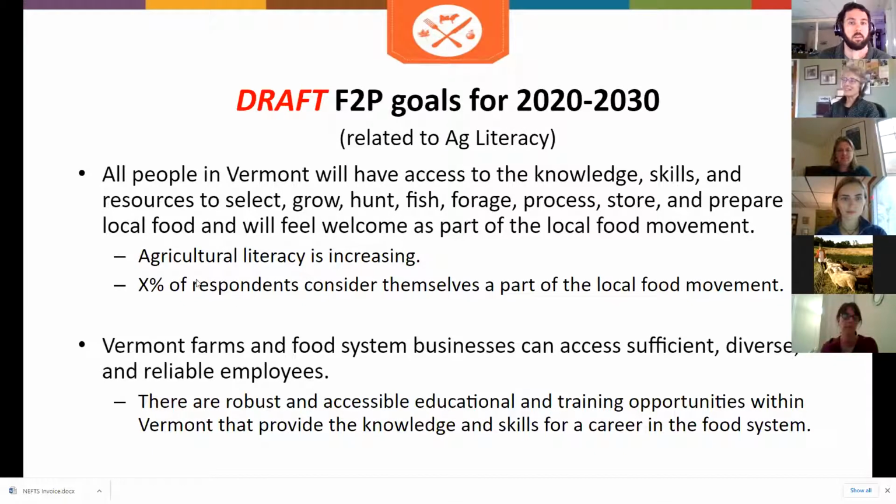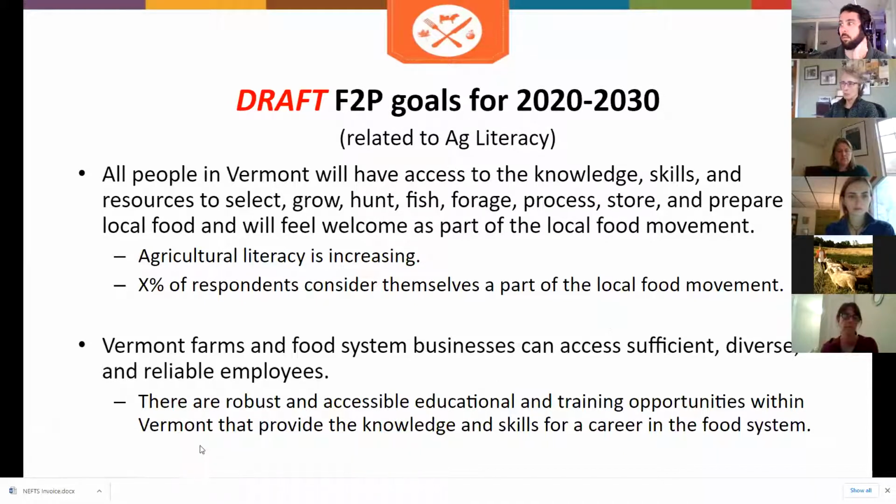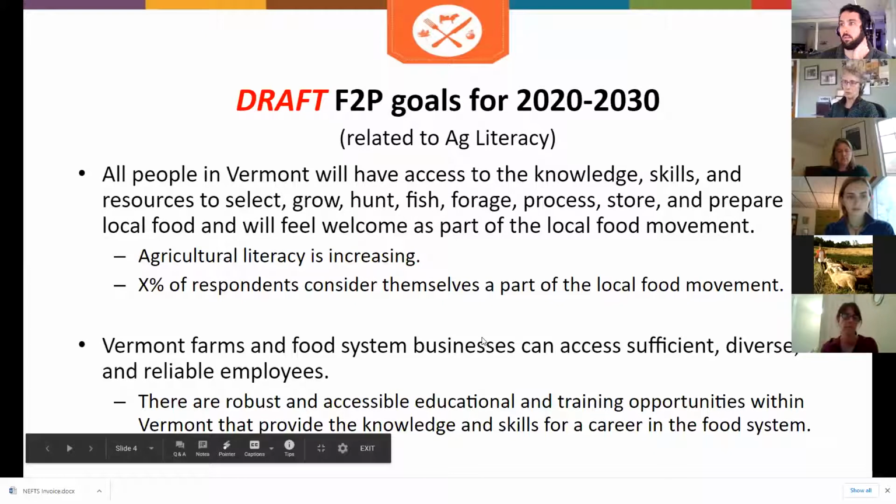Okay, these are some of the draft goals. So the goals for the next plan aren't completed, but this is the draft that has been developed so far. And the second relevant goal is that Vermont farms and food system businesses can access sufficient, diverse, and reliable employees. Okay, so as we talk about priorities, we're thinking which priorities, which recommendations are really going to move the needle on these goals.